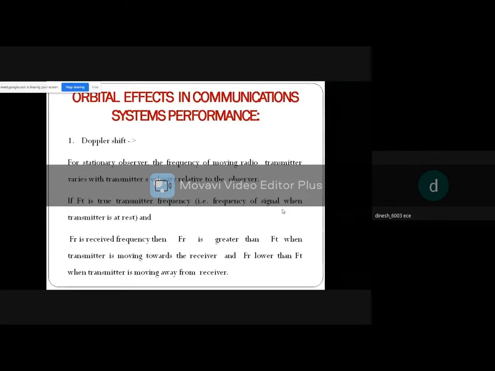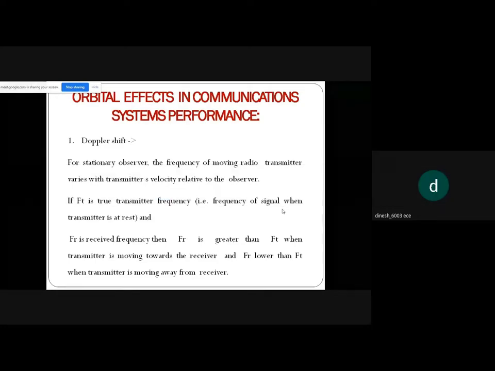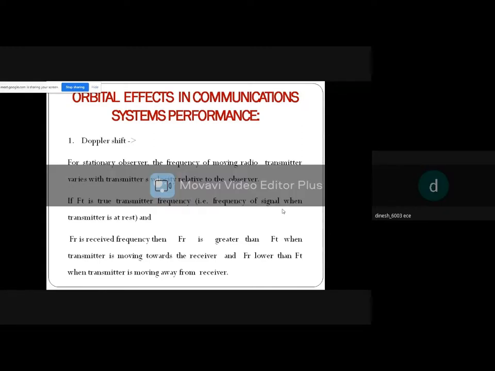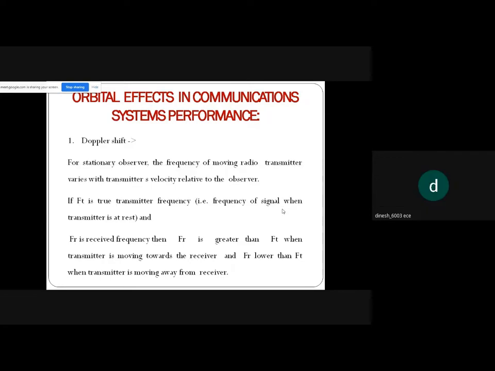FR is the frequency where FR is greater than FT, the true transmitter frequency. And this occurs when the transmitter is moving towards the receiver. The FR will be lower than FT when the transmitter is moving away from the receiver. So moving towards the receiver, FR will be greater than FT, and when it is moving away from the receiver, it will be lower.